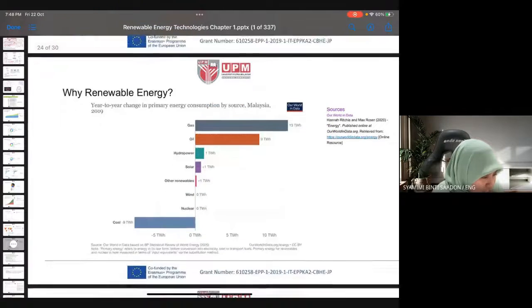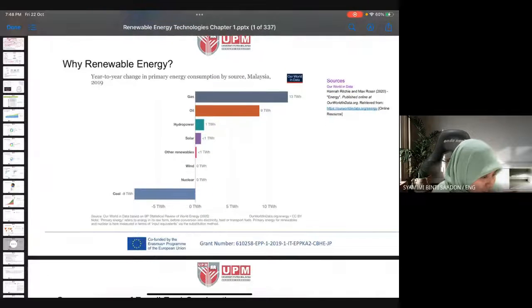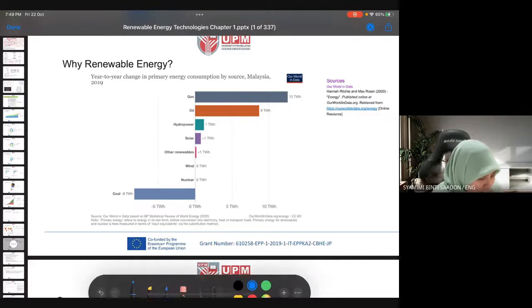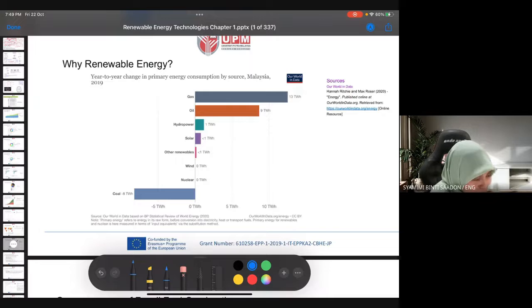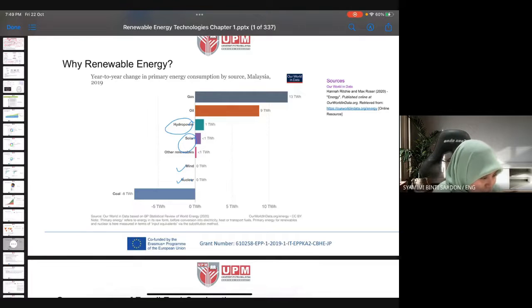And then year-to-year change in primary energy consumption by source, Malaysia. Okay. So we are in a developing country, so we still depend a lot on gas and oil, but we start to reduce the use of coal and start to look into hydropower and solar. Wind, nuclear masih very very small lah, kosong kan, belum nampak lagi potensi tu, tapi boleh cuba, tak tahu.